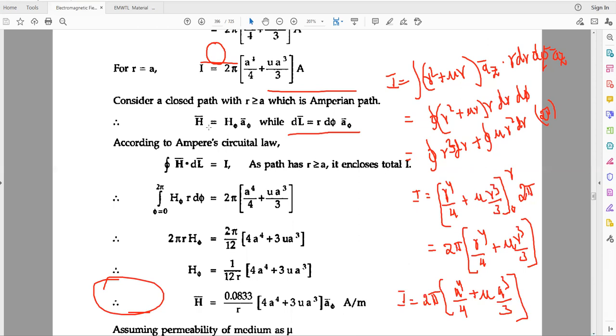So substitute this value in Ampere's circuital law. I is equal to the integral of H bar dot dL bar. In a similar fashion, the integral of H bar dot dL bar is 2 pi R into H phi, equal to 2 pi into A power 4 by 4 plus mu into A cube by 3. Why did you get 2 pi R into H phi? The integral of H phi R d phi: dL bar is in the phi direction, R d phi, and H bar is in the phi direction, H phi A phi. A phi dot A phi is 1, and the remaining integral of d phi is 2 pi R into H phi. So on both sides the 2 pi gets cancelled.